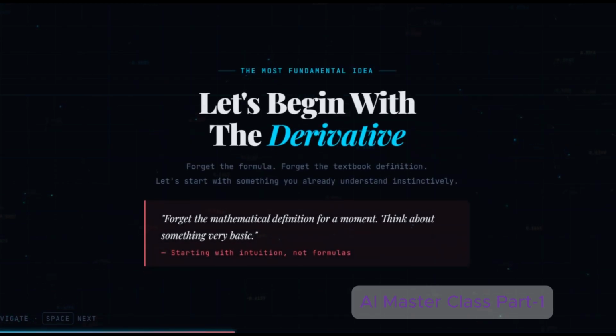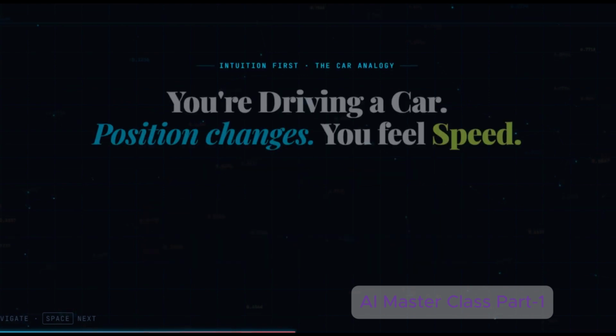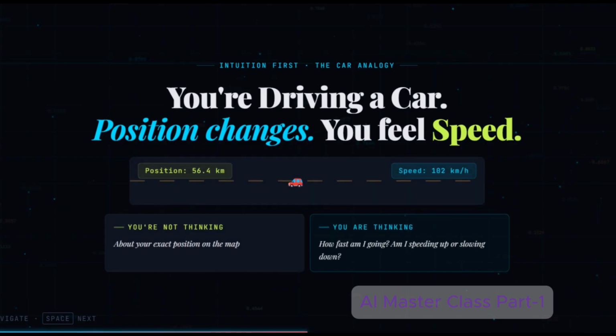Forget the mathematical definition for a moment and think about something very basic. Suppose you are driving a car and your position is constantly changing as you move. But when you are actually driving, you are not thinking about the position. You are thinking about the speed, like how fast am I going, am I speeding up or slowing down?